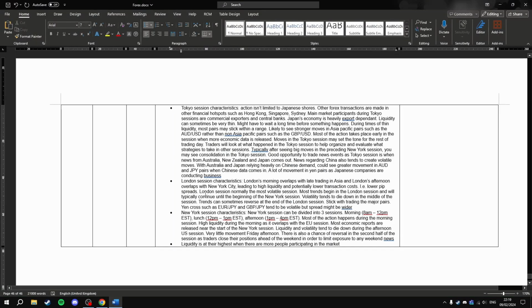Wait, but they just said that high liquidity and potential... What?